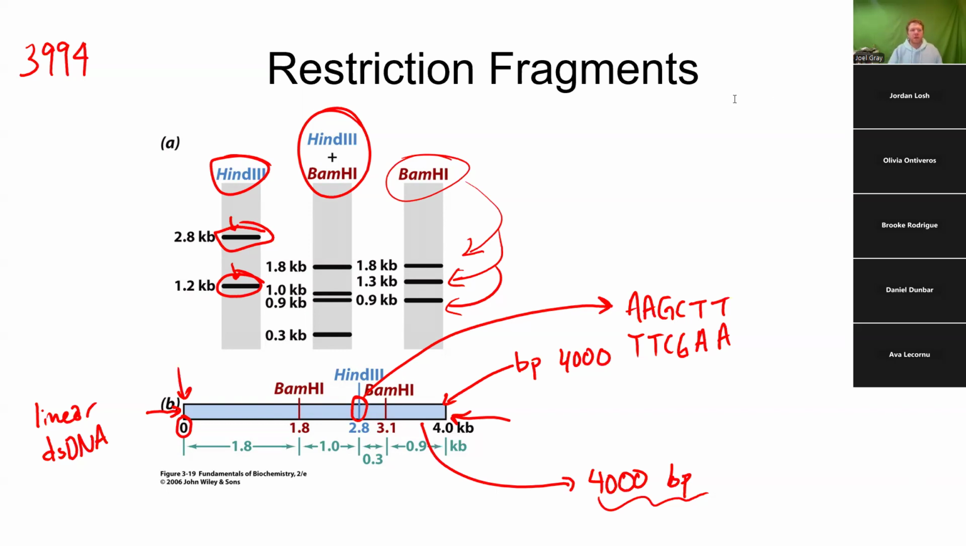Now, the sorts of questions I want you guys to be able to answer are if you have a linear or a circular piece of DNA. If you have a linear piece of DNA, that looks like this. A circular piece of DNA looks like this.